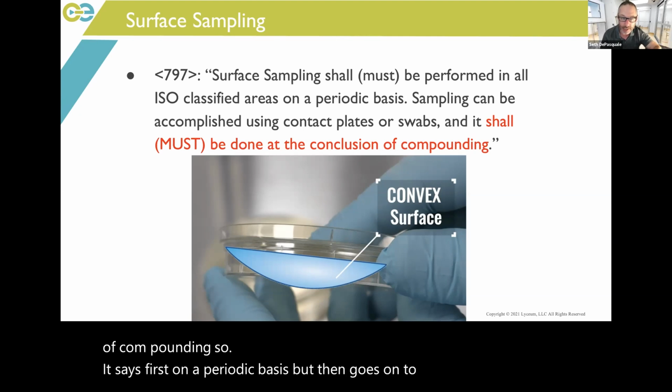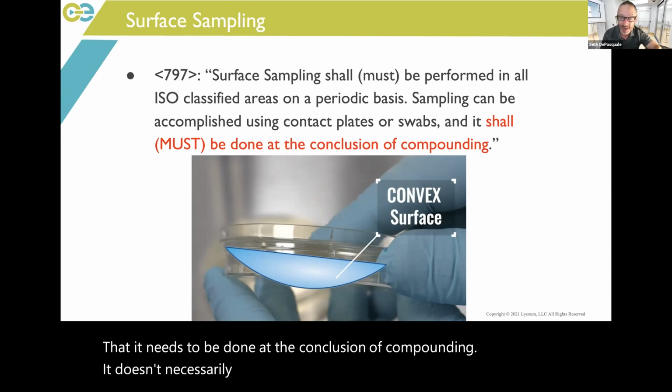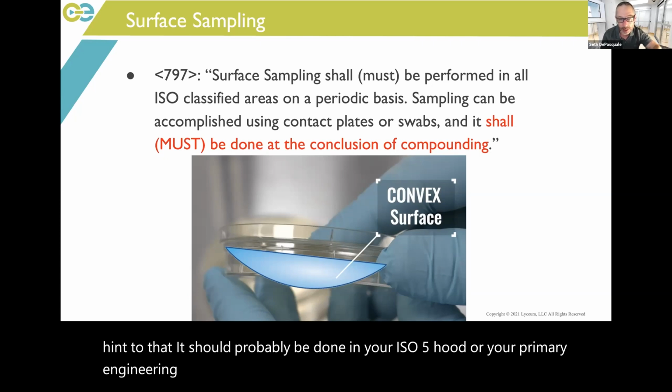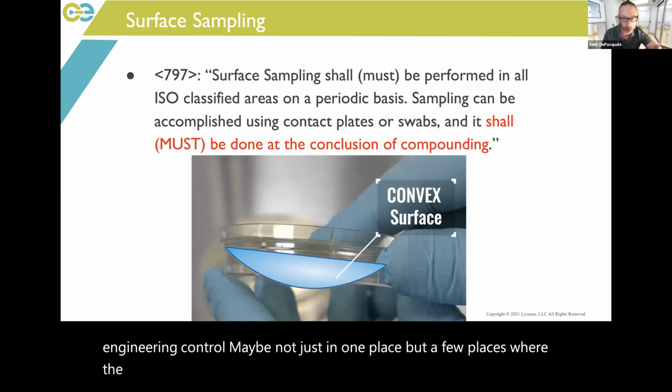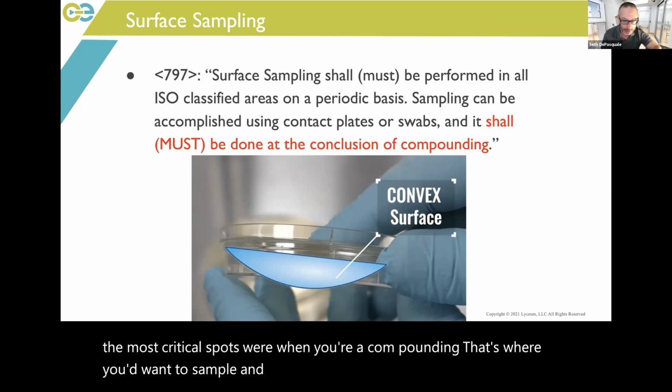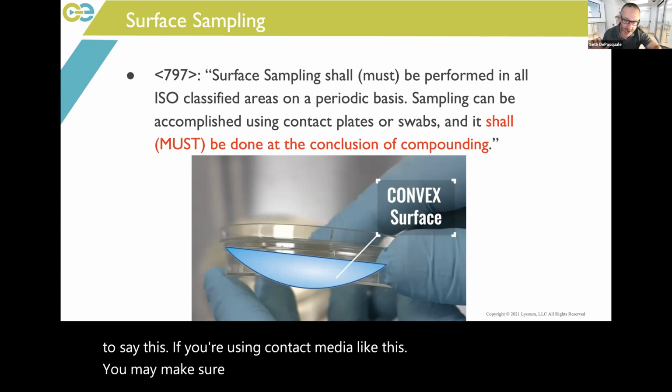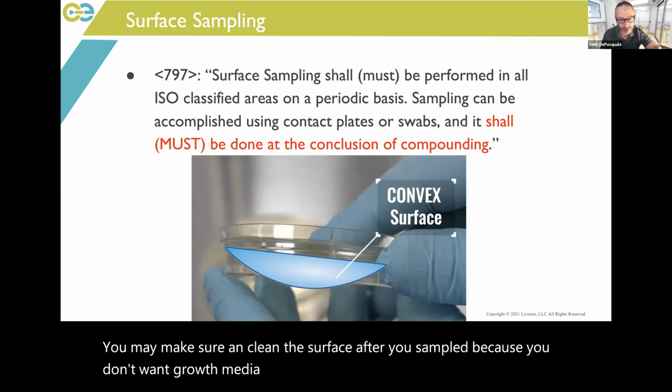It doesn't necessarily say where it should be done, but I'll give you a little hint. It should probably be done in your ISO 5 hood or your primary engineering control. Maybe not just in one place, but a few places where the most critical spots were when you were compounding. That's where you'd want to sample. And of course, if you're using contact media like this, make sure to clean the surface after you sample, because you don't want growth media just sitting on your most critical parts of your clean room.